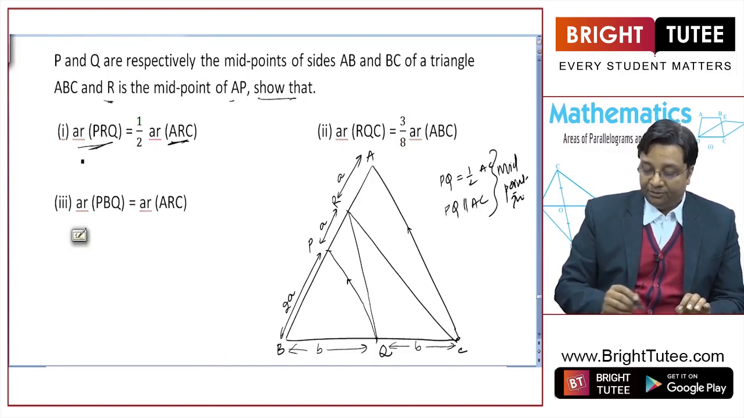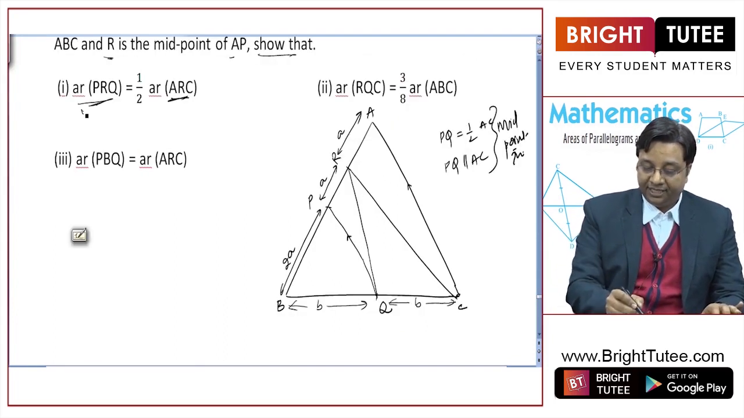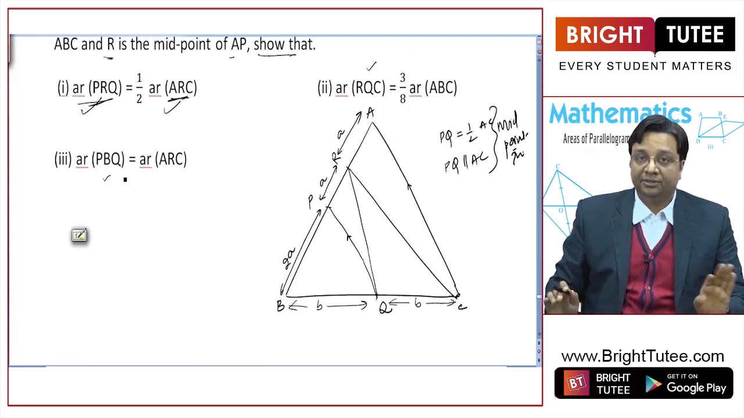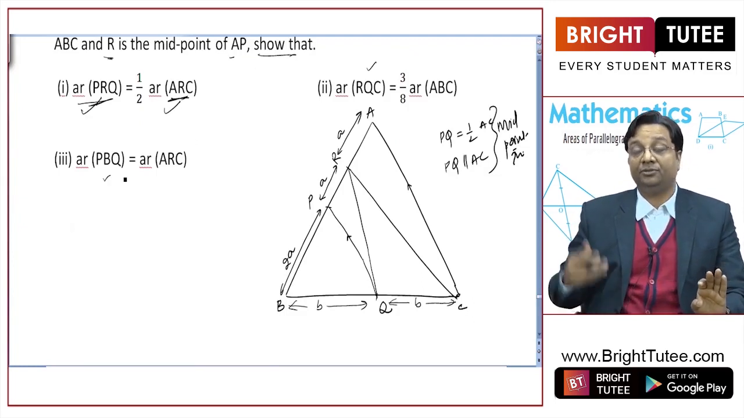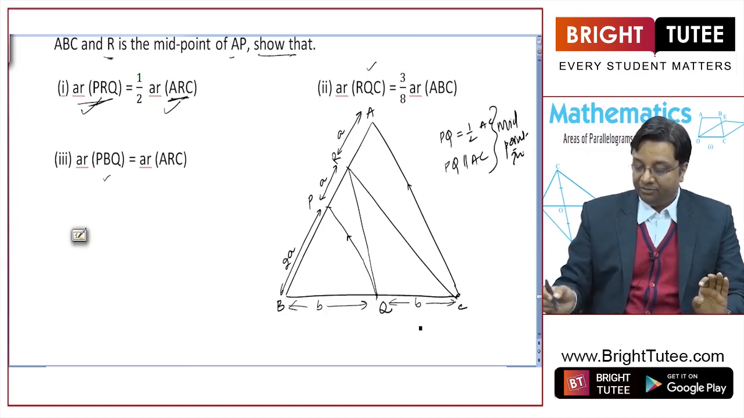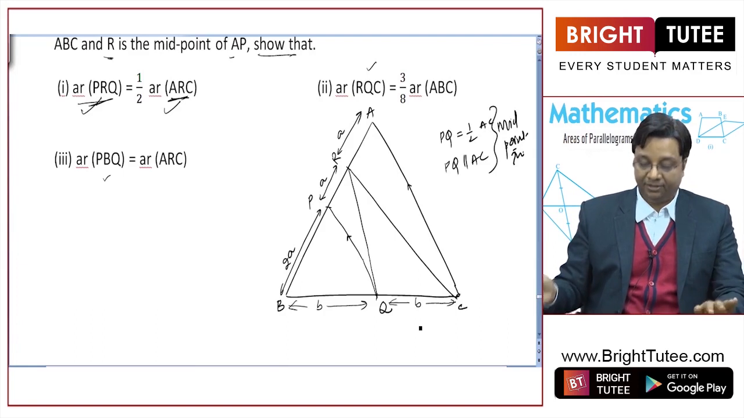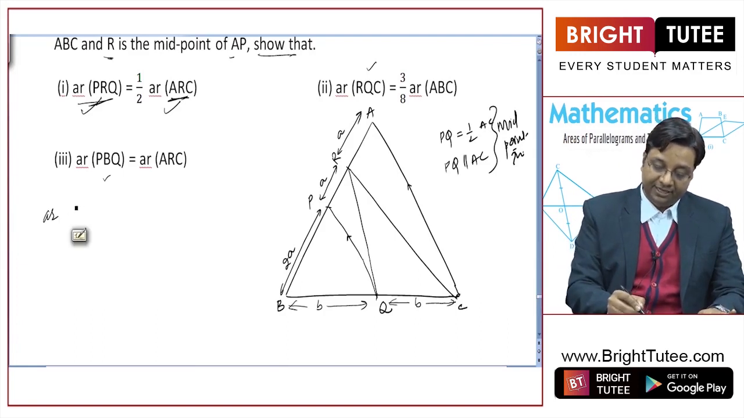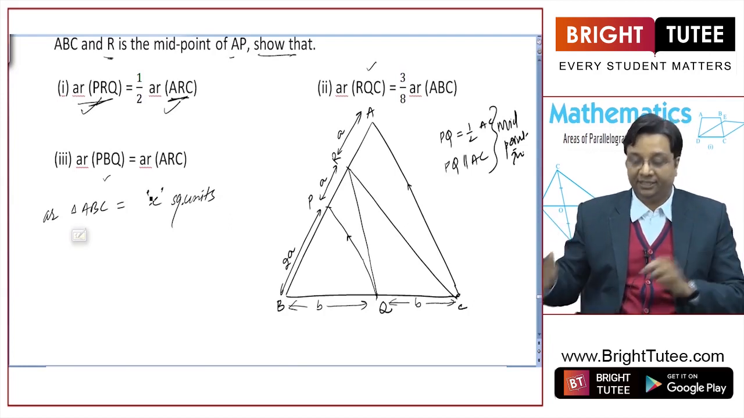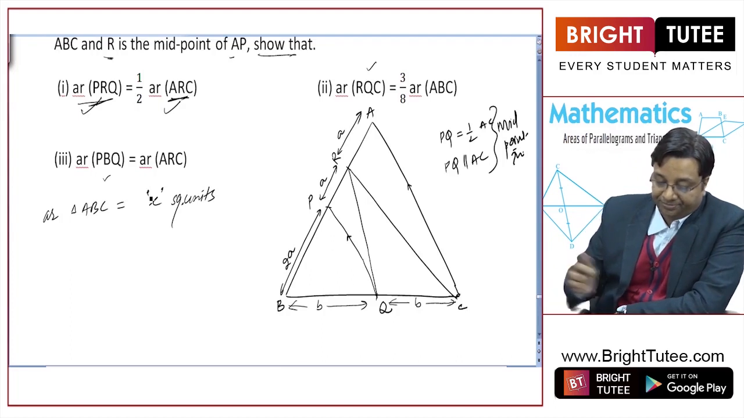Now what I am going to do here is area PRQ, area ARC, area RQC, PBQ. I am not going to calculate these areas separately. What I am going to do is I will compare all these areas with the area of this bigger triangle ABC. Okay, so let us say area of triangle ABC is X units. And what are the units? These are square units, right? Let us say this is the area of triangle ABC.